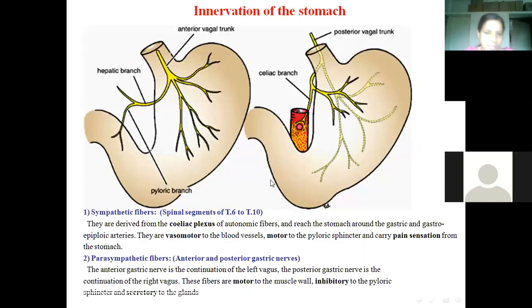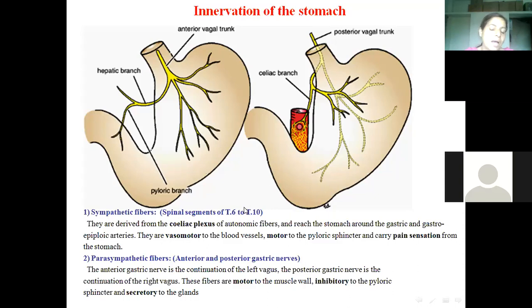So we have seen everything. Now coming to the nerve supply. The nerve supply of the stomach comes from the vagus nerve. Sympathetic fibers form the celiac plexus. The sympathetic fibers are derived from the thoracic sympathetic spinal segments.